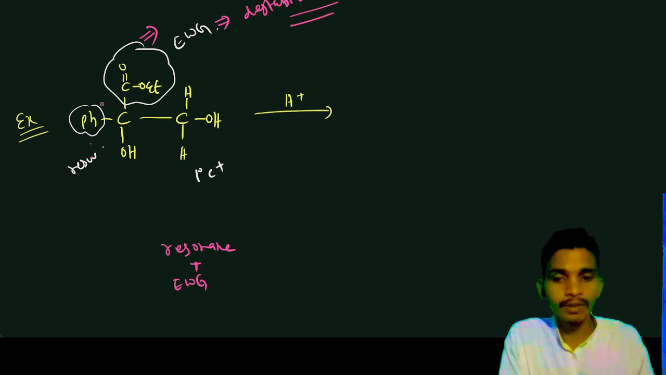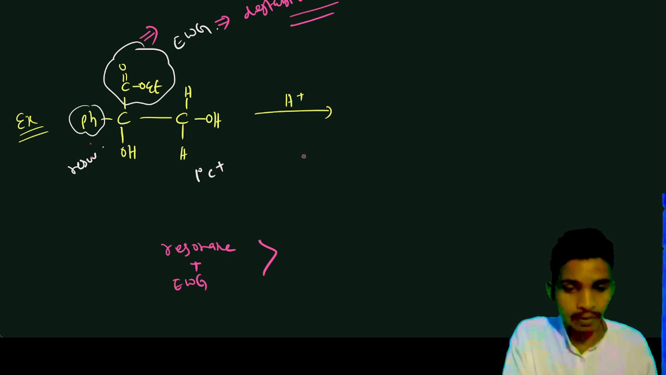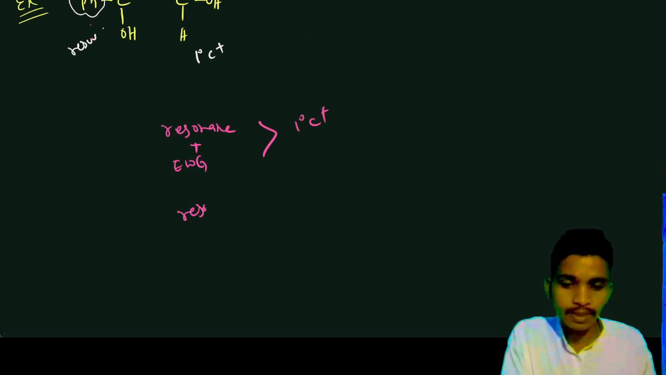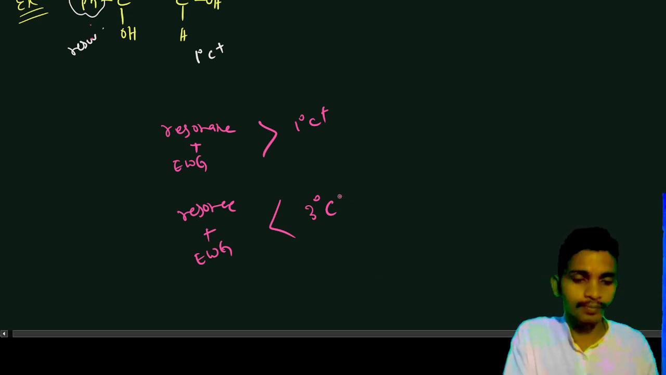Destabilize carbocations. But here we have the resonance. So resonance plus an electron withdrawing group is more stable than a 1 degree carbocation. But if resonance is there and electron withdrawing groups are there, and if it is a 3 degree carbocation, then that is more stable. So that we should remember.